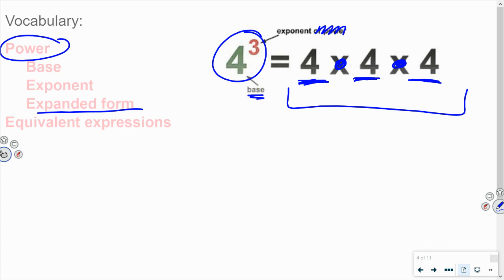And remembering that for equivalent expressions, multiplication is commutative. So you could say that the expression 3 times 5 is equivalent to the expression 5 times 3, and so on.